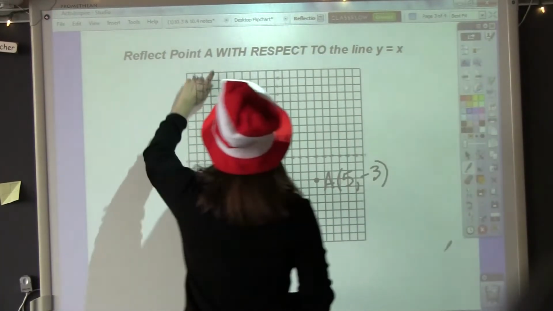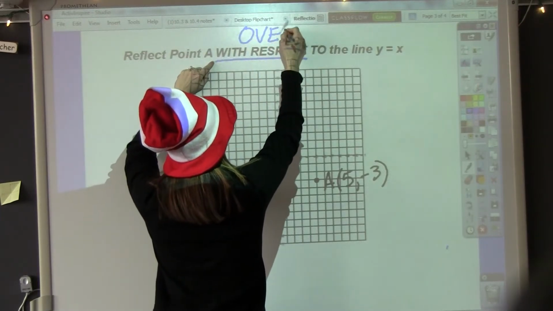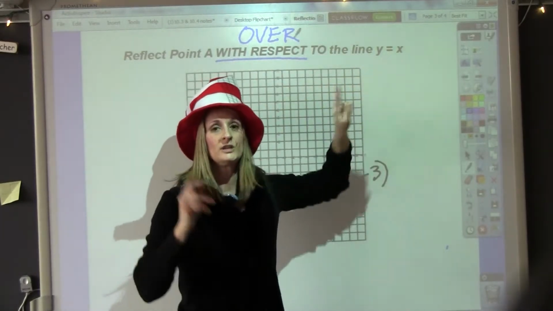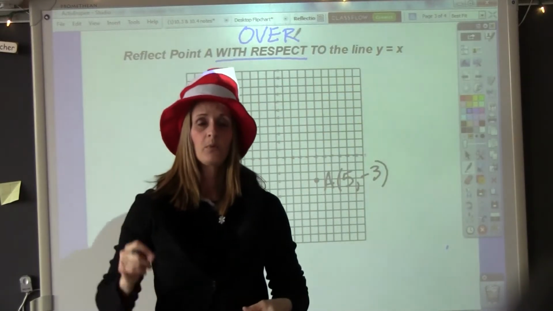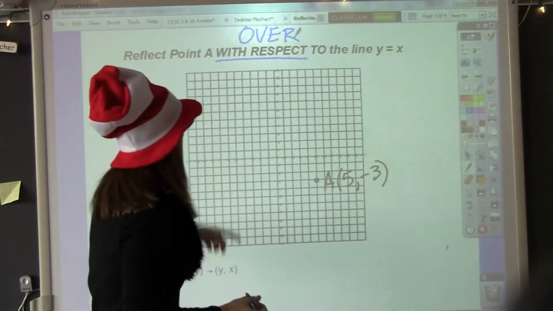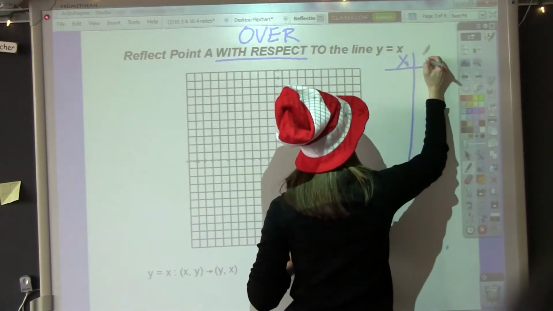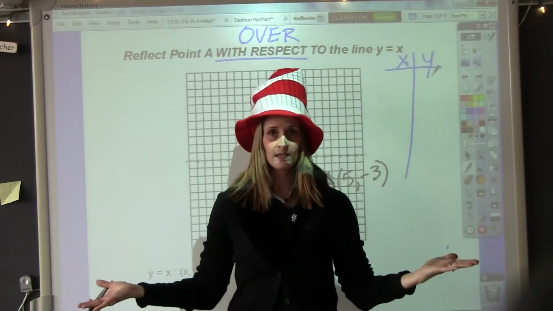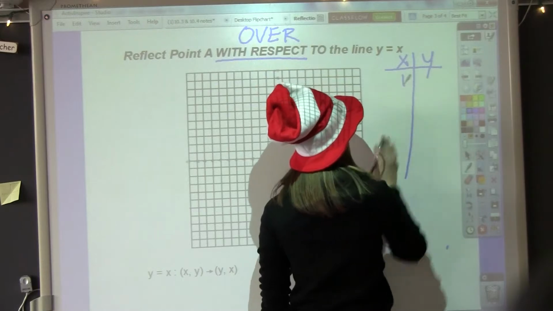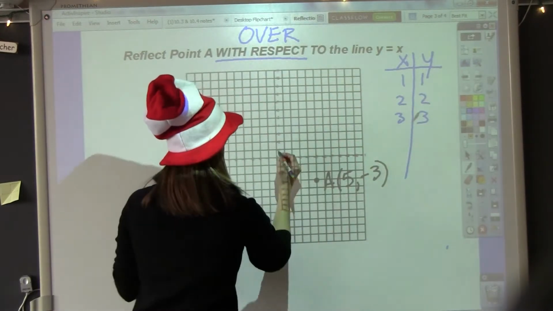Now we're going to reflect with respect to the line y equals x. If you do not know how to graph this, you need to take out your calculator, press y equals, type in x, and take a look at the graph. This is the line y equals x. What does y equals x mean? Whatever I put in for x, I get the same for y. If I put 1 in for x, I'm going to get 1 for y. 2, 2, 3, 3. So it looks like this.